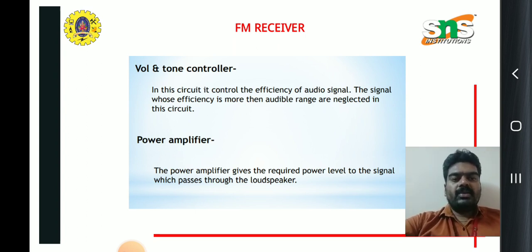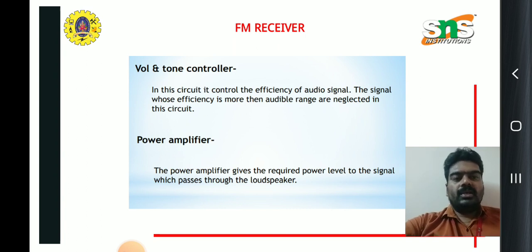Then the power amplifier. The power amplifier gives the required power level to the signal which passes through the loudspeaker. The loudspeaker is the output device where we can hear the audio signal. So why are we using the power amplifier before the loudspeaker, that is, before the output section? Actually, the signal will be of very less strength, so we won't be able to hear the output in the output section. So we need to boost up the audio signal to the required level, then only can we hear the signal. That's why we have the power amplifier in the FM receiver section before the loudspeaker.